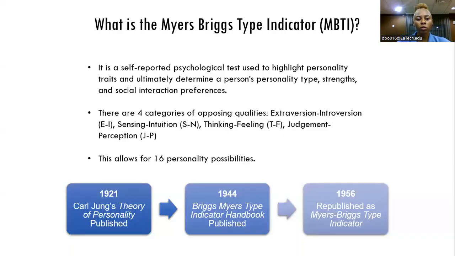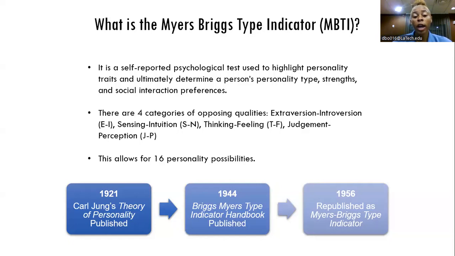So what is the Myers-Briggs type indicator? In order to figure out my personality type, I took a 70-question survey known as the Myers-Briggs type indicator assessment, or MBTI for short. So what is it exactly? It's an assessment tool. It serves as a self-reported psychological test used to highlight the personality traits and ultimately determine a person's personality type and strengths and social interaction preferences.